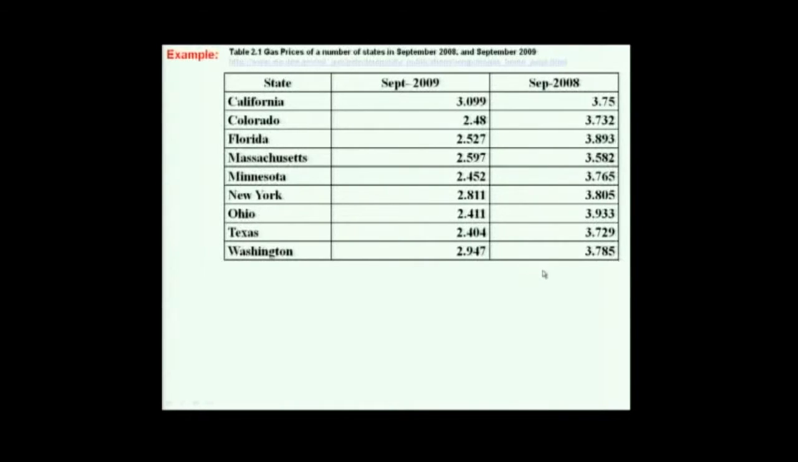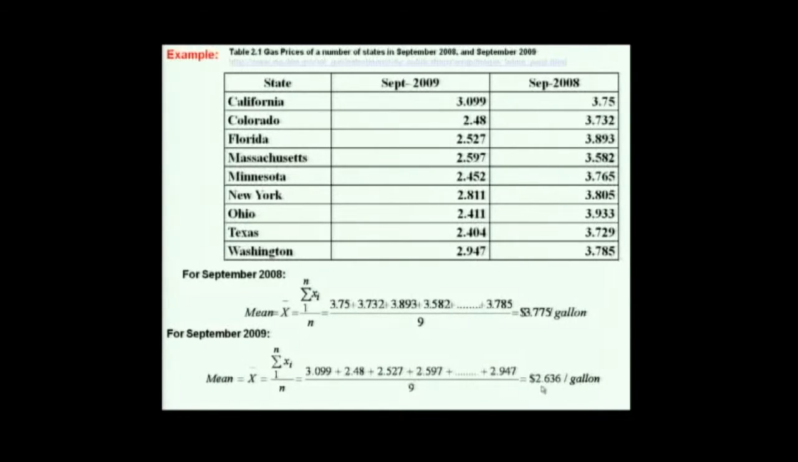The mean value here is important because I can calculate the mean for 2008 by adding up the individual observation values of 2008, and dividing by the number of observations, which is 9 here because we have 9 states, and that gives me 3.77 per gallon. And then if I calculate the mean for 2009, it gives me 2.636 per gallon, and you can see that 2008 was about $1 more per gallon than 2009. But the point here is, instead of having to go through all the individual observations, the mean value gives us a good summary, or description, of the center of the data in each year.